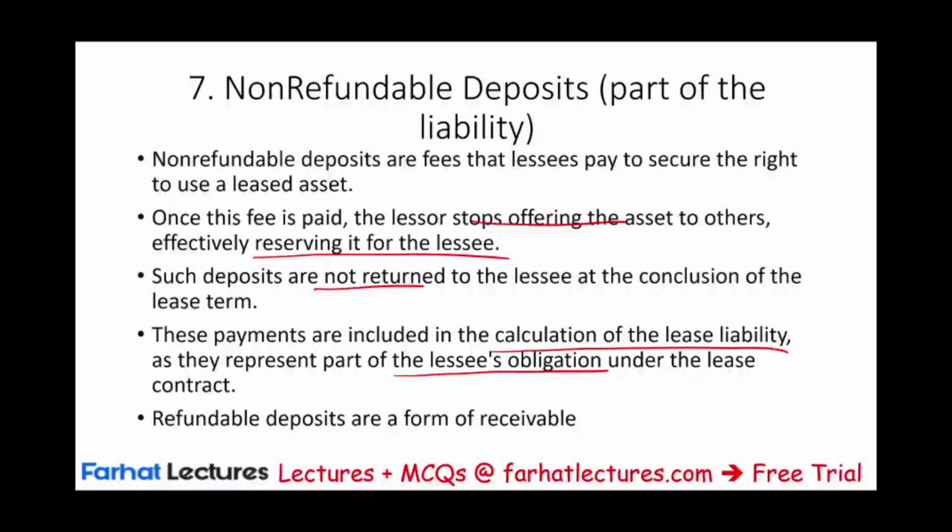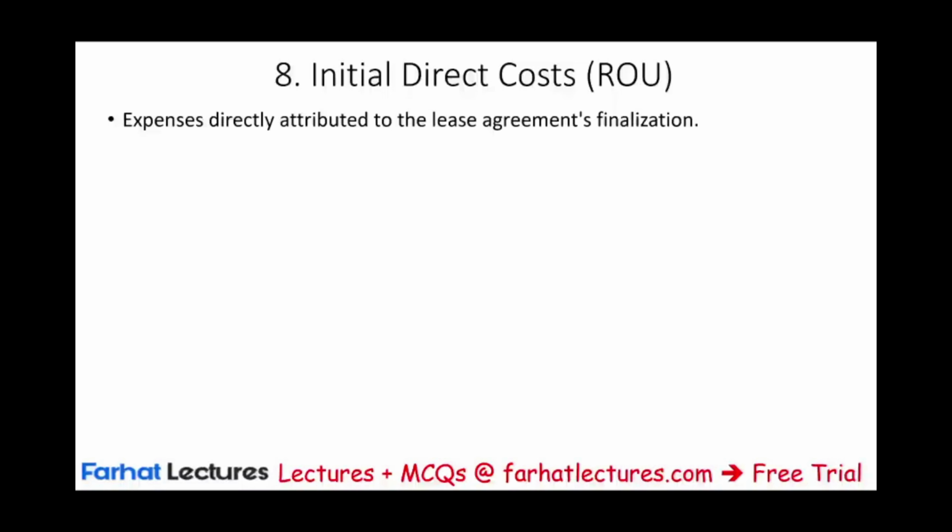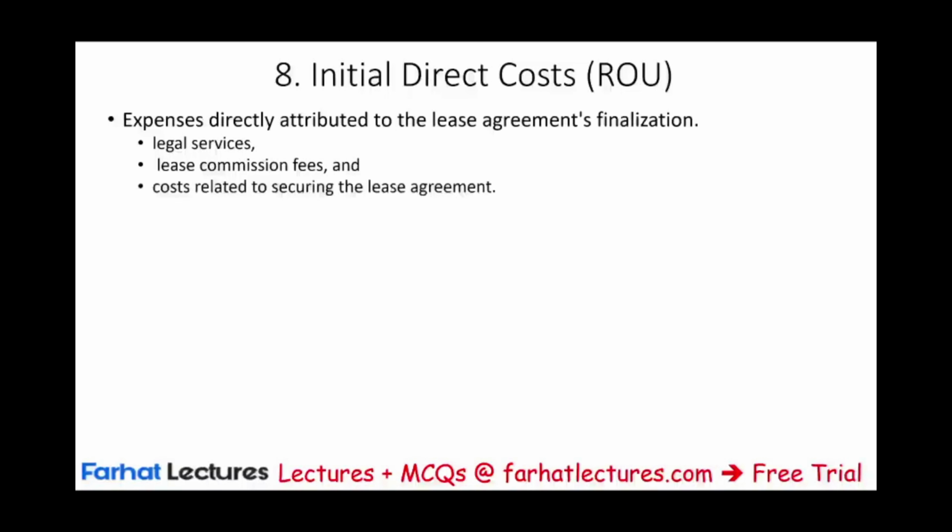Now, if the deposits are refundable, in the form of a receivable, you would record them as a receivable. How about what we call initial direct costs? Those are expenses directly attributed to the lease agreement finalization. And they would include something like legal services, lease commission and fees, and costs related to securing the lease agreement.